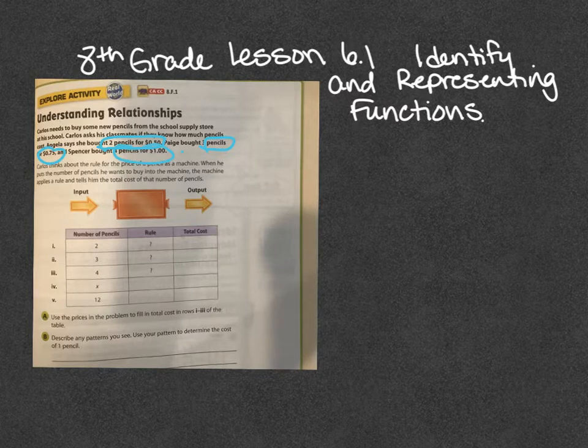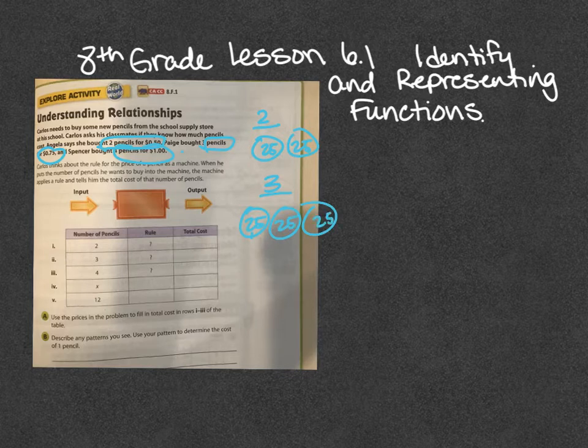If you needed to draw it, sometimes it's helpful to draw. 2 pencils were 2 quarters, 50 cents. 3 pencils were 75 cents. And 4 pencils were $1. And so just drawing the picture, you probably are starting to recognize the rule of what each pencil costs. Because here I had 2 quarters, I had 3 quarters, I had 4 quarters. So each one is 1 quarter, 25 cents.